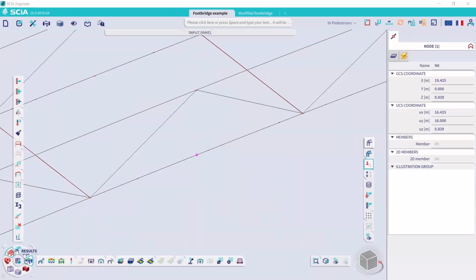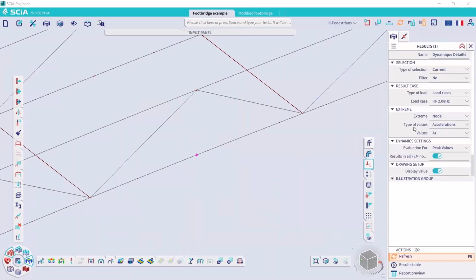They are available in the results menu. And if you look at dynamics detailed. Here, let's start with our first load case at 2.08 Hertz. We can ask for displacements as usual. It will be in the 3 directions and we also have access to the rotations. So if I ask for UZ, you can see the 17.8 millimeters that we saw earlier.